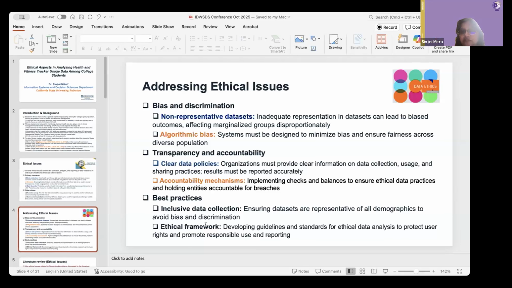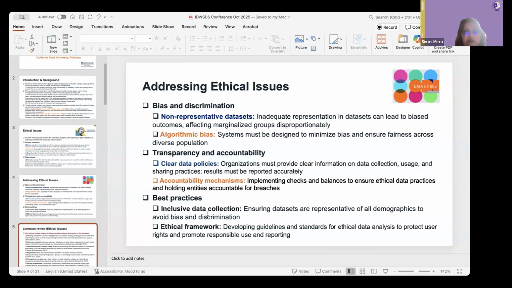Our systems also should be designed to minimize bias and ensure fairness across diverse populations, and also have transparency and accountability, like clear data policies and implementing checks regularly to ensure that ethical data practices are happening. Some best practices include inclusive data collection, like I just mentioned, to make sure the data are representative of all demographics, to avoid bias and discrimination, and developing guidelines and standards for ethical data analysis to protect user rights and promote responsible use and reporting.